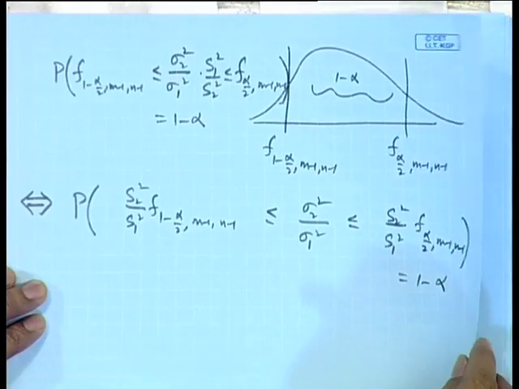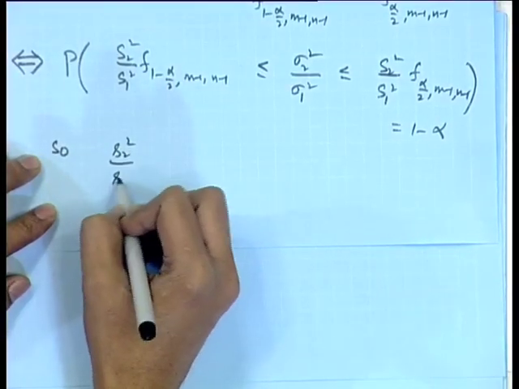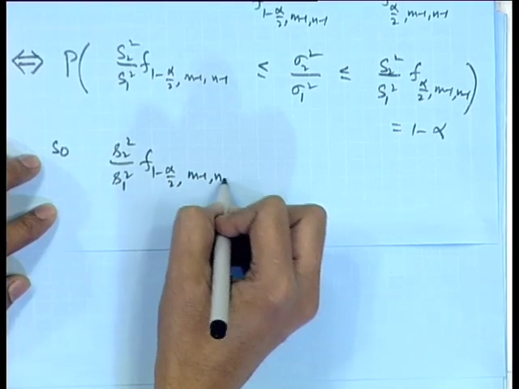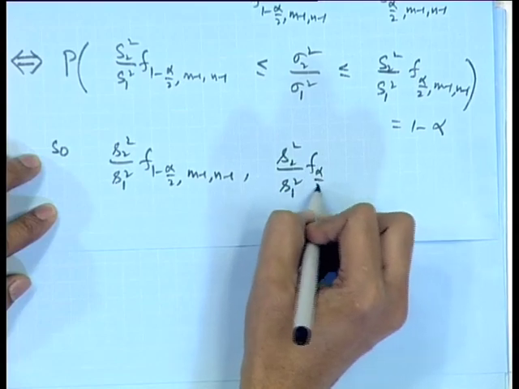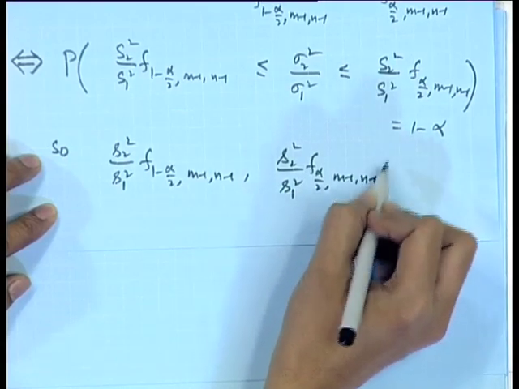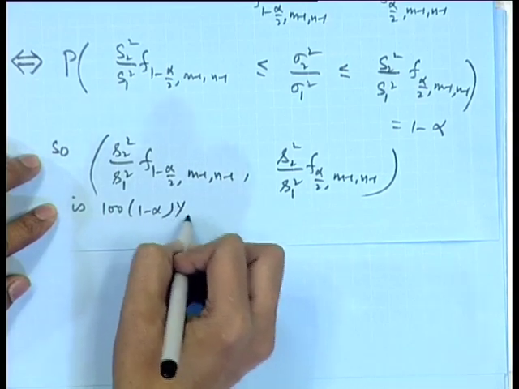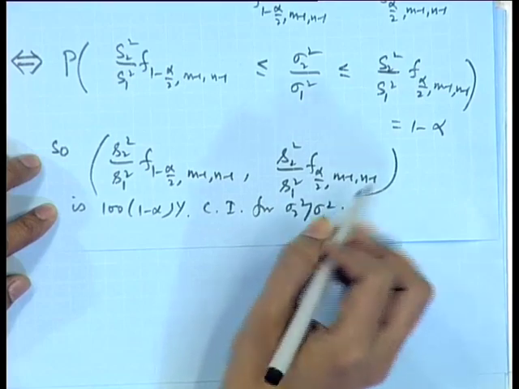So, we give one example here. So, s 2 square by s 1 square F 1 minus alpha by 2, m minus 1, n minus 1 to s 2 square by s 1 square F alpha by 2, m minus 1, n minus 1 is a 100(1 minus alpha)% confidence interval for sigma 2 square by sigma 1 square.